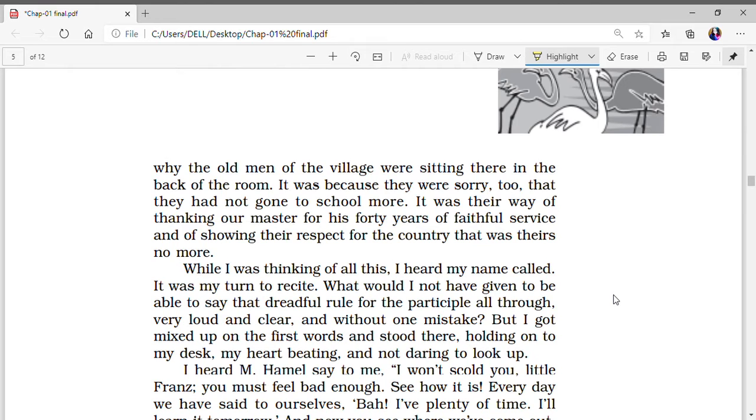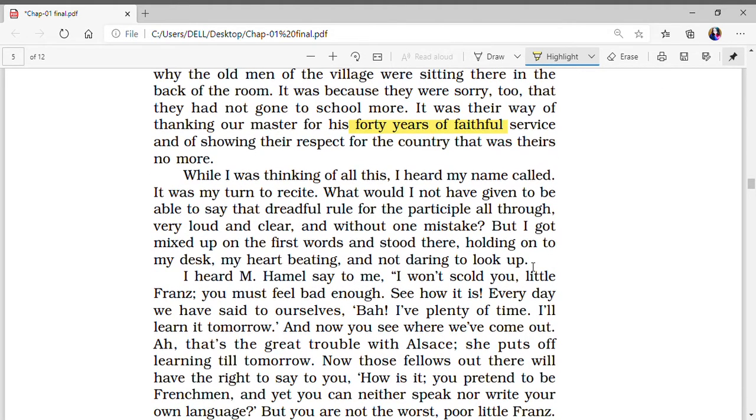What's so strange about this particular morning? That they had not gone to school more. It was their way of thanking our master for his 40 years of faithful service. And how long has this teacher taught the children this particular language? As long as 40 years. So he must be a very senior teacher, all right?